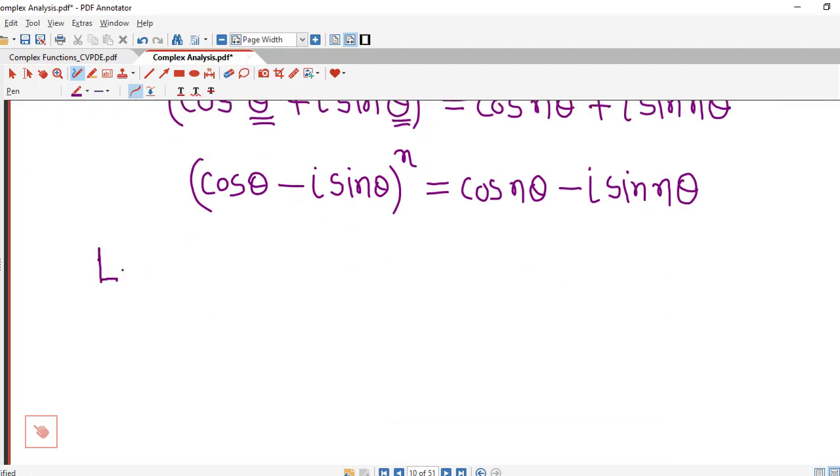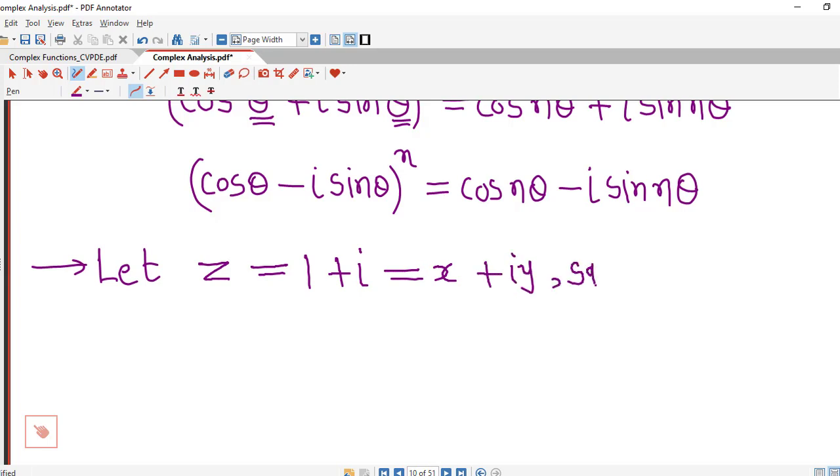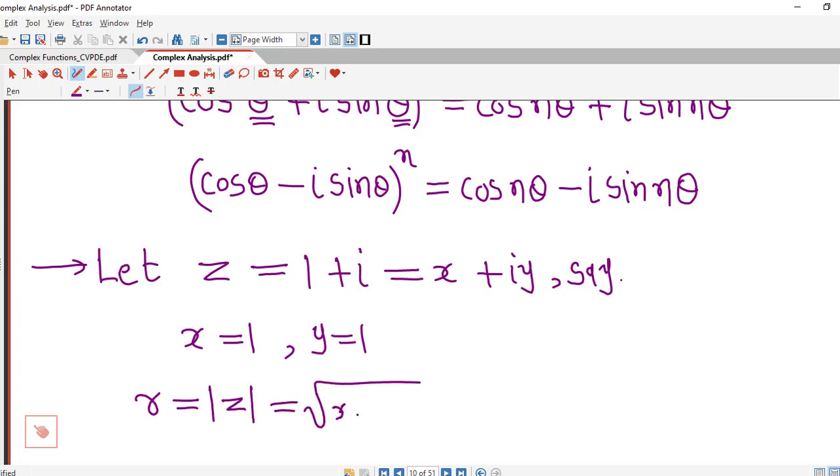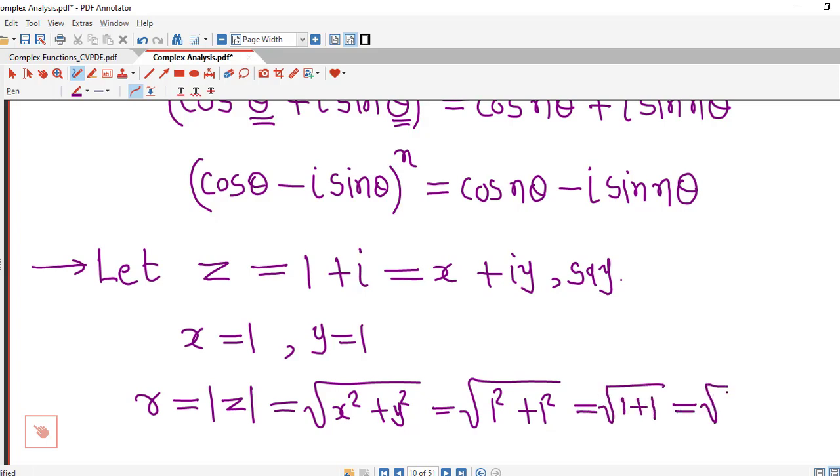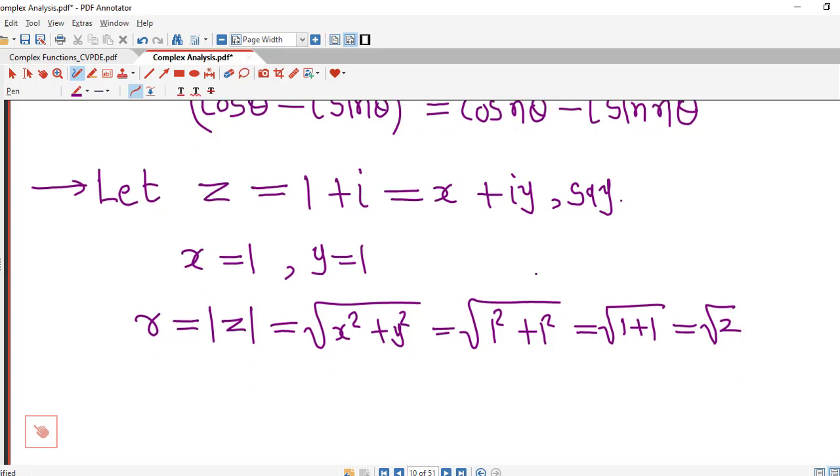First, suppose we take z equal to 1 plus i, and if we compare with x plus iy, we have x equal to 1 and y is also 1. Now r, that is the absolute value of z, is given by square root of x squared plus y squared. Here x and y both are 1, so we have square root of 1 squared plus 1 squared, that is square root of 2. So the value of r is square root of 2.